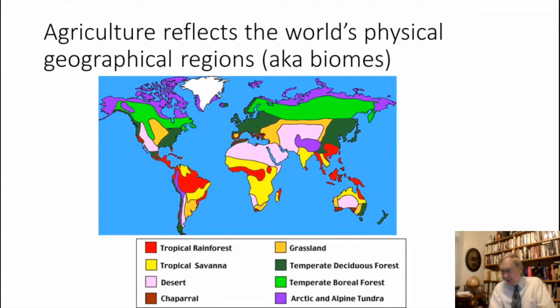And in general, that leads into the comment that the world agriculture reflects the world's physical geographical regions. If you get mountains, ice caps, deserts, you're not going to have much, if any, agriculture going on there. And we won't go through all these. These are also known as biomes.